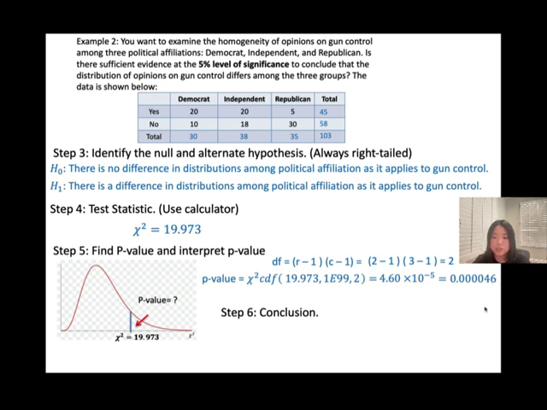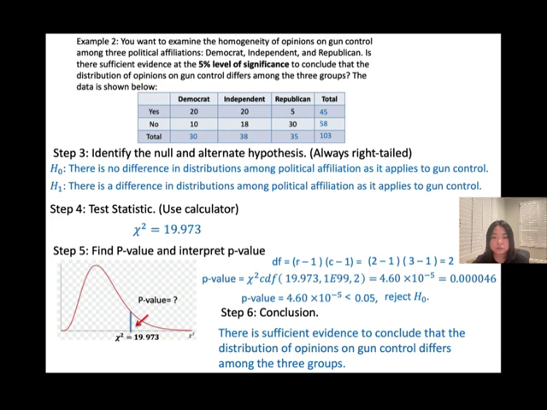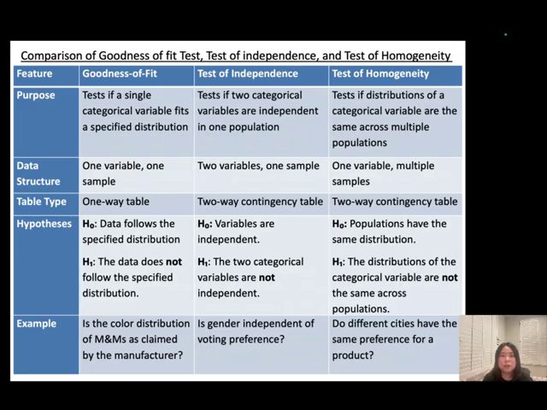Okay, so the p-value is very small. And when you compare it with your significance level, it will be less than. So we're going to reject the null hypothesis. Reject means we do have sufficient evidence to conclude that there is a difference in distributions among political affiliation as it applies to gun control. Okay, we are done for the example.